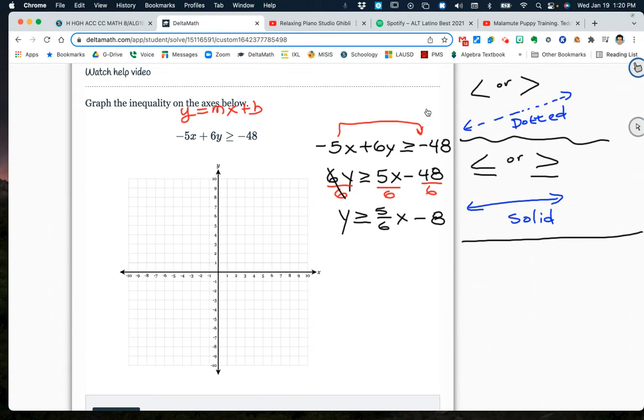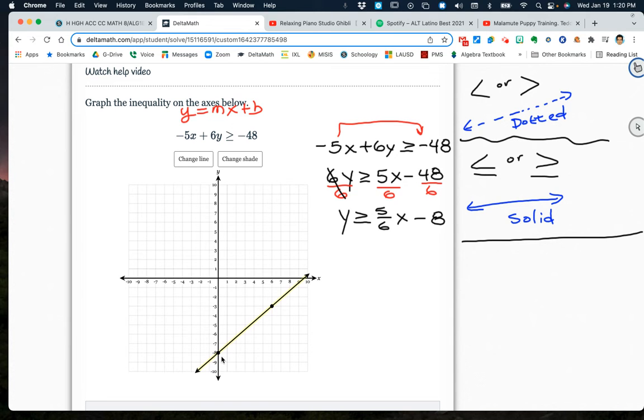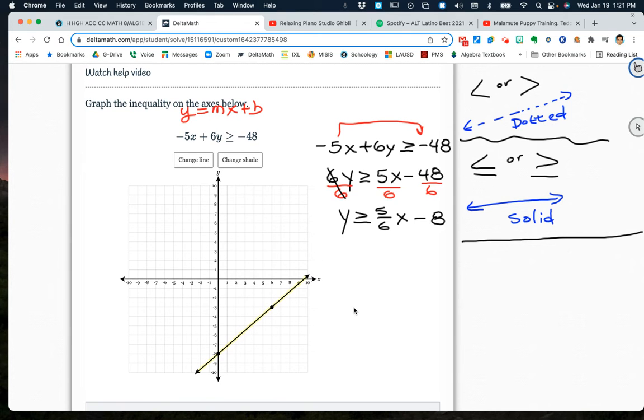Okay. Let's graph this one. So we want to put a point at negative 8, go up 5, and across 6. I just want to make sure: 1, 2, 3, 4, 5 over 6. And do we want a solid line? Yeah, it's got the equal to part. You definitely want a solid line. Now let's test out a point. Let's test out 0, 0.